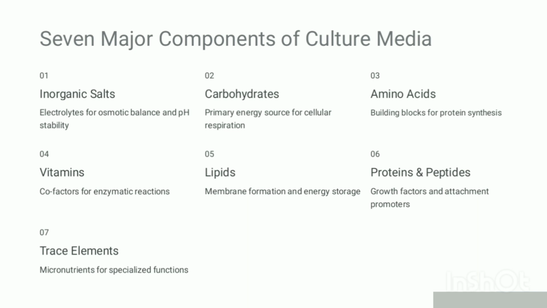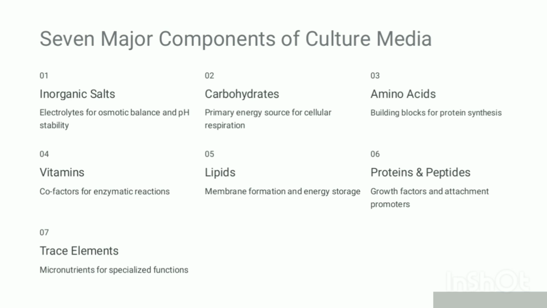Outlines of the seven major components of culture media, which are essential for sustaining cell growth in vitro. Here is a breakdown of how to explain each section. Core purpose. The slide categorizes the complex mixture of nutrients required to mimic a cell's natural environment into seven functional groups. Inorganic salts. These act as electrolytes to maintain osmotic balance, preventing cells from swelling or shrinking, and pH stability through buffering. Carbohydrates, typically glucose. These serve as the primary energy source for cellular respiration and metabolism.